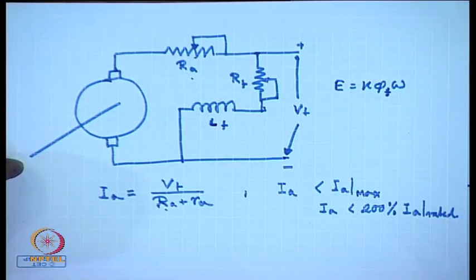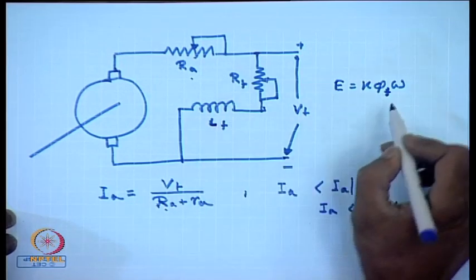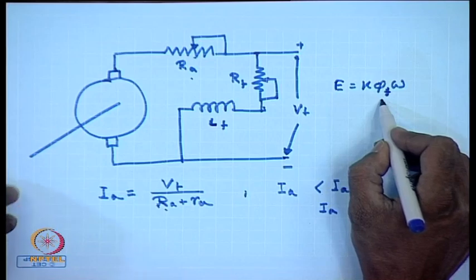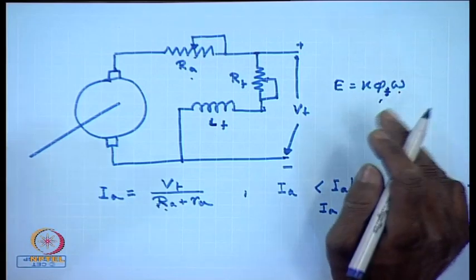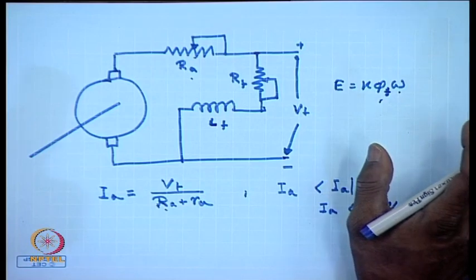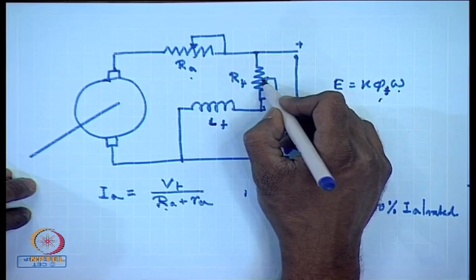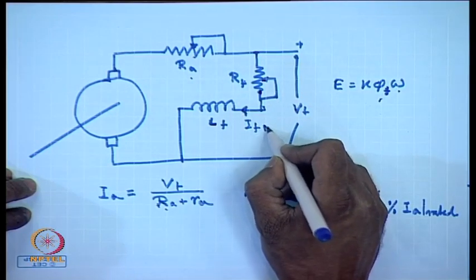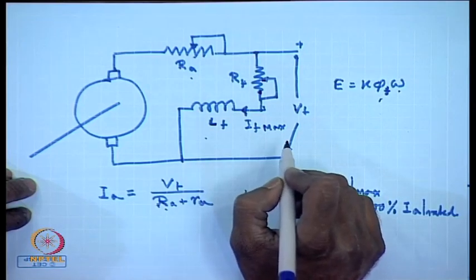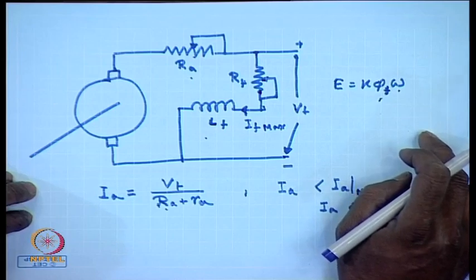So, it is necessary during starting to have the flux at its rated, maximum level, so that as soon as some speed is developed, some back EMF is developed, and the current flowing through the machine is restricted. So, during starting, the field resistance must be completely shorted to allow maximum current to flow through the field circuit even before the voltage is applied to the armature.